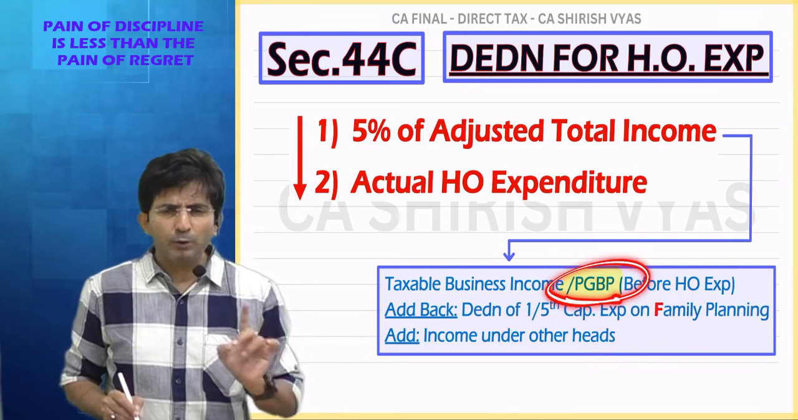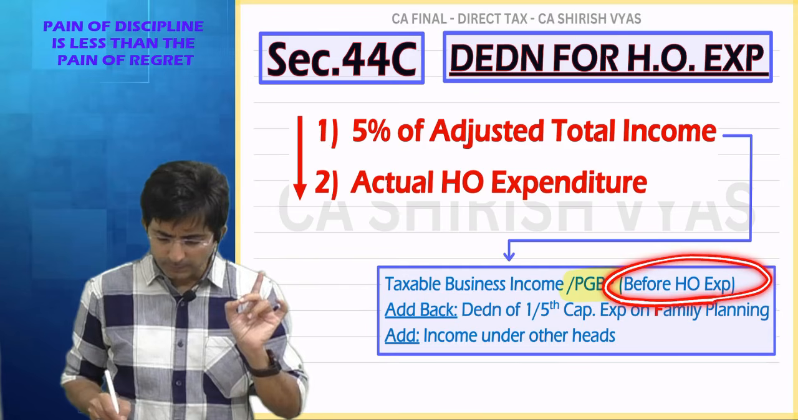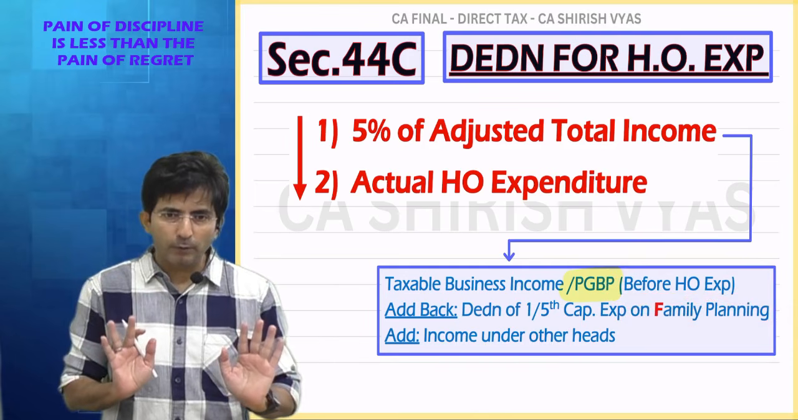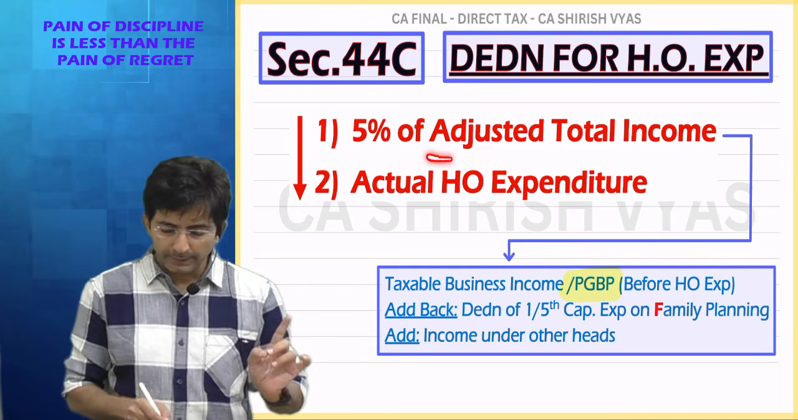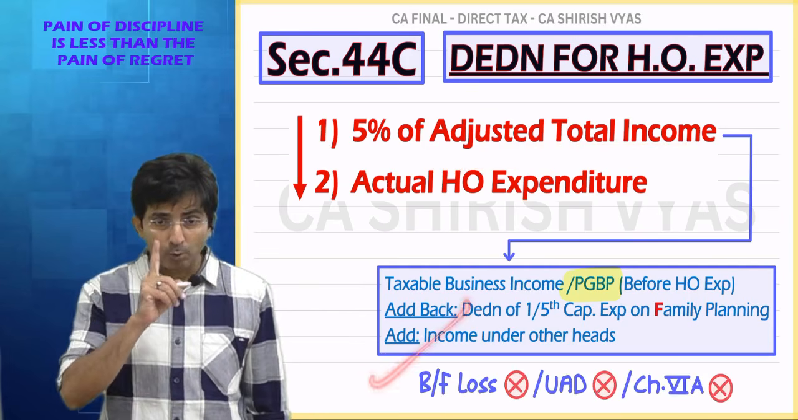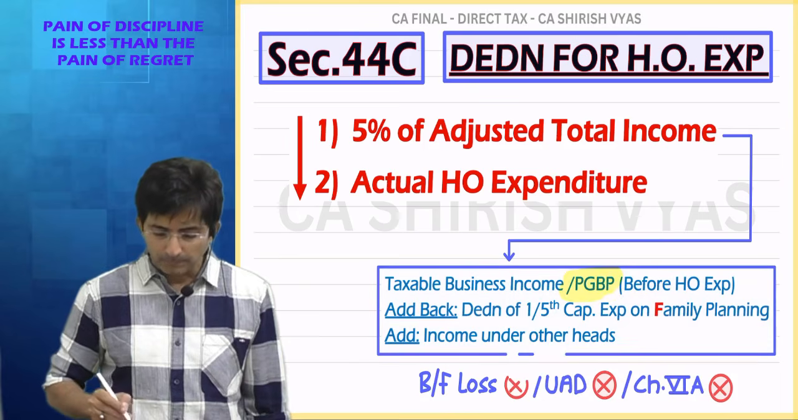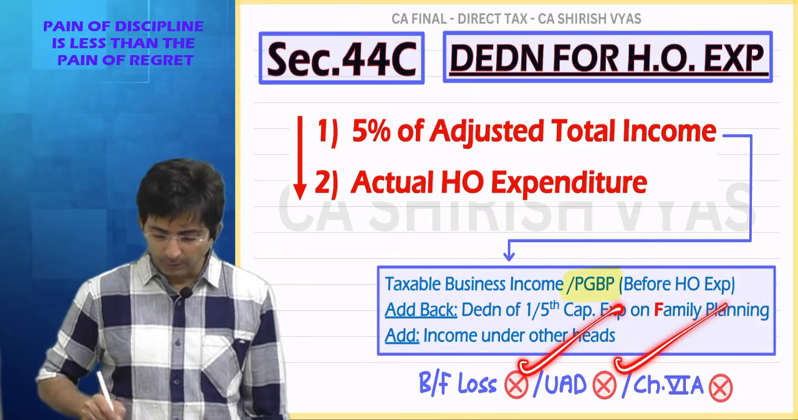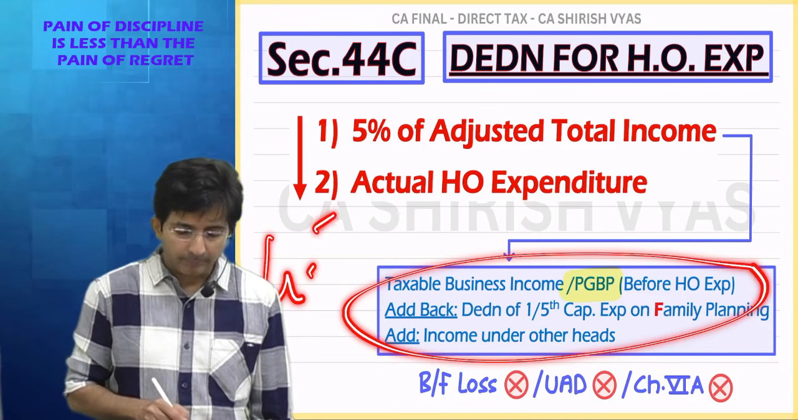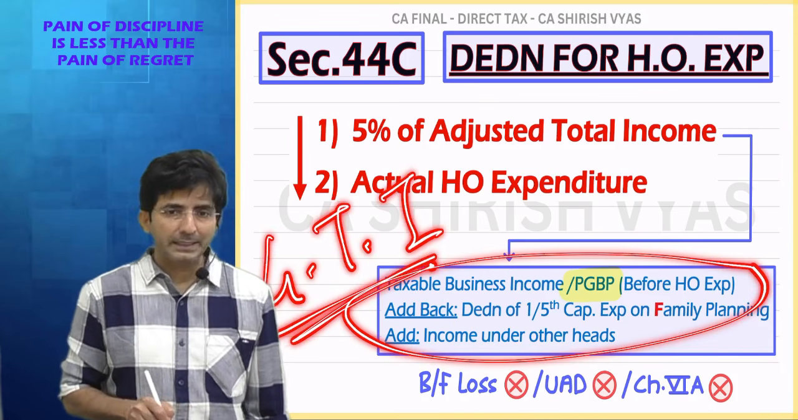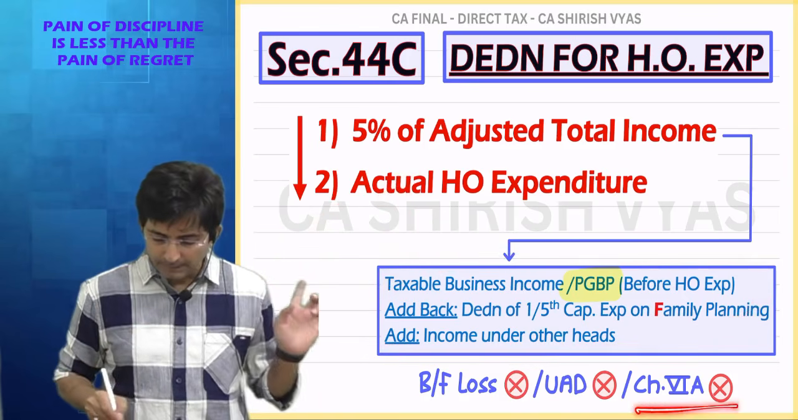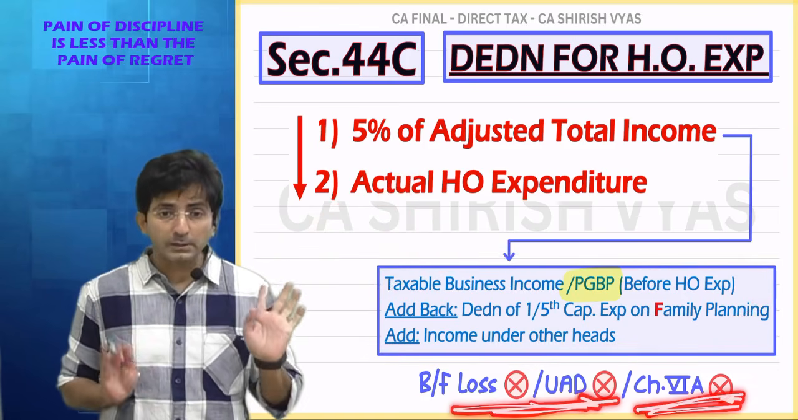In PGBP, two things you keep in mind. Before HO expense and before family planning capex. These two things you keep it before. All other heads you add. This will give you adjusted total income. And here law has clarified, don't subtract brought forward losses. Don't subtract unabsorbed depreciation. Don't even subtract chapter 6A. Because this is actually in the nature of GTI. If it is really in the nature of GTI, chapter 6A will not come, na? But law has clarified, don't deduct chapter 6A, don't deduct brought forward loss and unabsorbed depreciation.